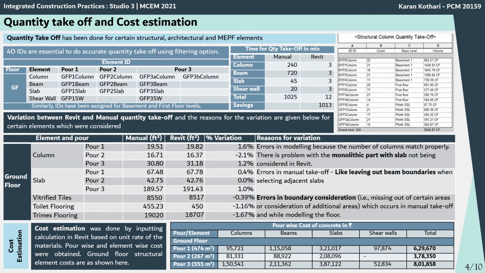Variation between Revit and manual quantity takeoff and the reasons for variation were analyzed, among which for columns it matches with the monolithic part of the slab. After that, the cost estimation was done by inputting the calculation in Revit based on the unit rate of the materials, and the floor-wise and element-wise cost was obtained. So the ground floor structure element costs are shown in the table.